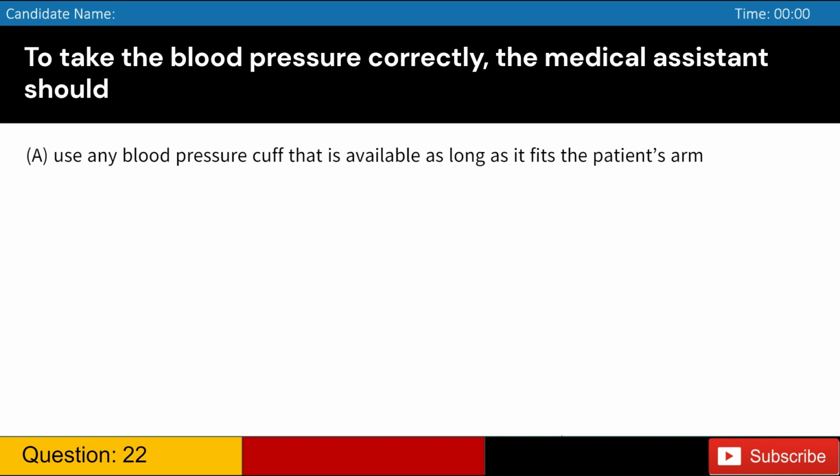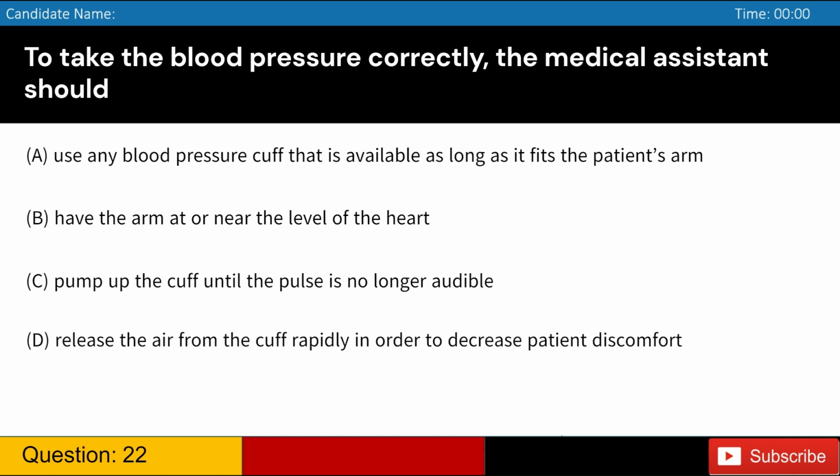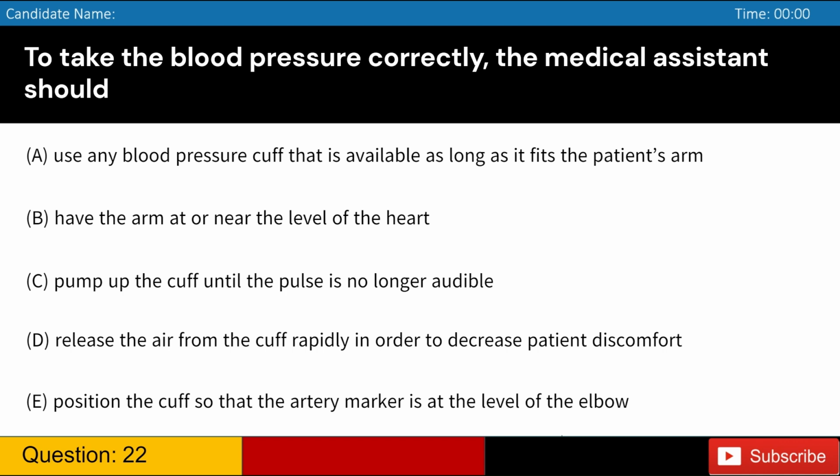To take the blood pressure correctly, the medical assistant should A. Use any blood pressure cuff that is available as long as it fits the patient's arm. B. Have the arm at or near the level of the heart. C. Pump up the cuff until the pulse is no longer audible. D. Release the air from the cuff rapidly in order to decrease patient discomfort. E. Position the cuff so that the artery marker is at the level of the elbow. Answer: B. Have the arm at or near the level of the heart.